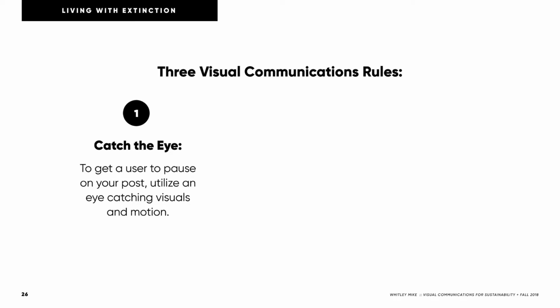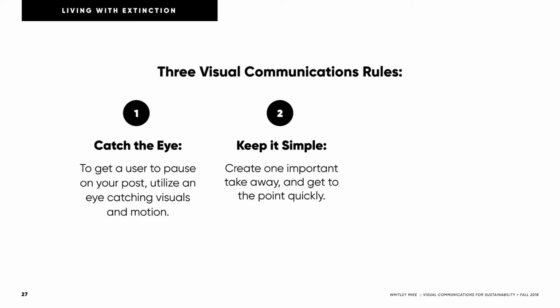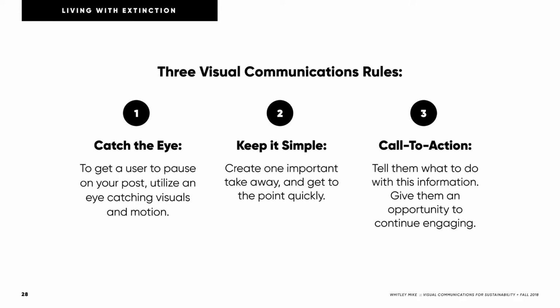First, catch the eye. Get the user to pause. Use eye-catching visuals and motion. Second, keep it simple. Create one important takeaway and then get to the point quickly. Users tend to spend less than 7 seconds on a post if engaged, so get the message to them in a very direct way. Number 3, easy call to action. Tell them what to do with this information. Should they learn more? Should they share? Give them an opportunity to continue engaging. Within this project, the call to action will be to learn more in a microsite.